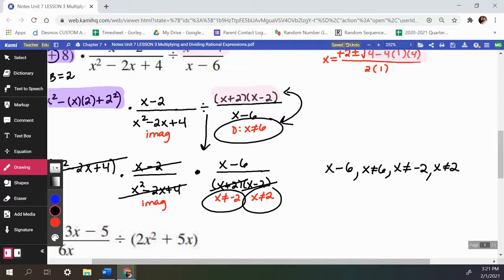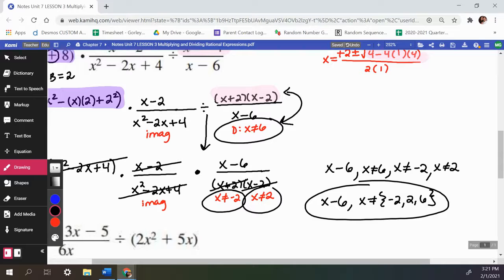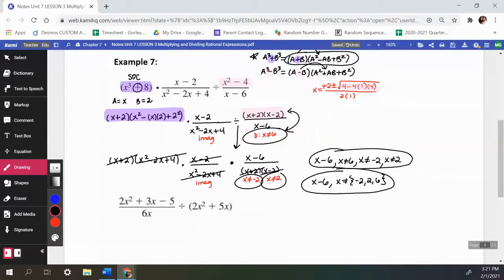Okay. And actually our answer might have looked better if we put the lowest domain restriction first. So we'll say x can't equal negative 2, positive 2, or 6. Those are the things that x can't equal. Okay, you're welcome to list them out this way as well. That works perfectly fine. All right, let's see about this next one.